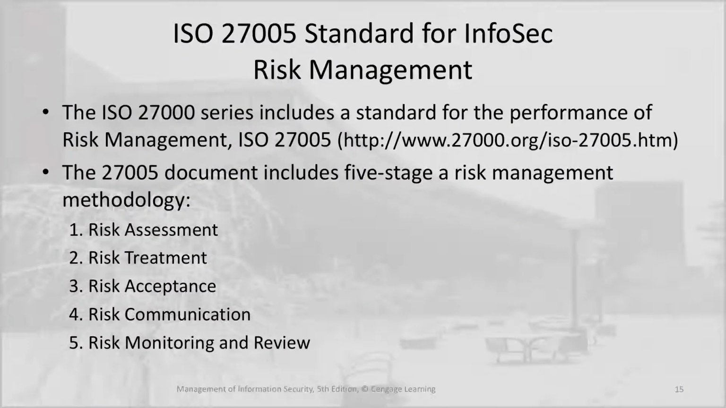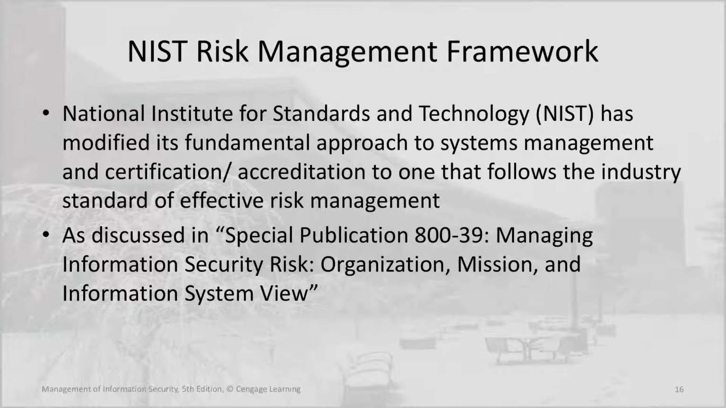The International Standards Organization 27000 series includes a standard for the performance of risk management, ISO 27005. The 27005 document includes a 5-stage risk management methodology. This includes risk assessment, risk treatment, risk acceptance, risk communication, and risk monitoring and review. The National Institute for Standards and Technology has modified its fundamental approach to systems management and certification accreditation to one that follows the industry standard of effective risk management.